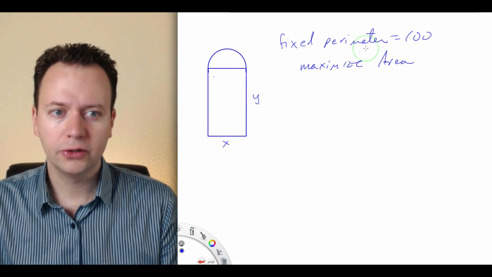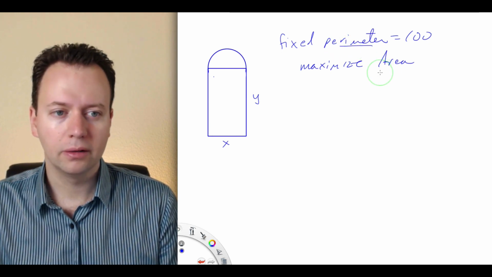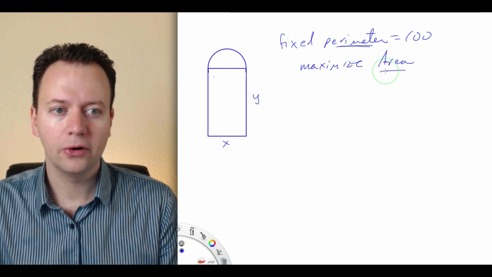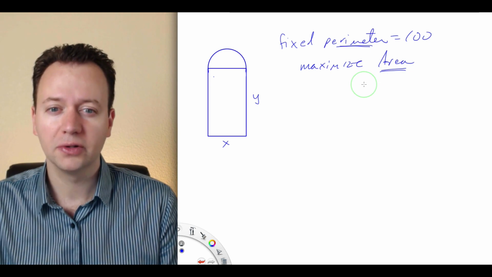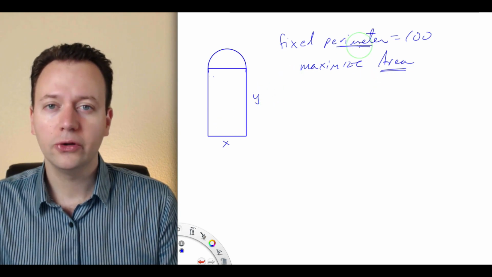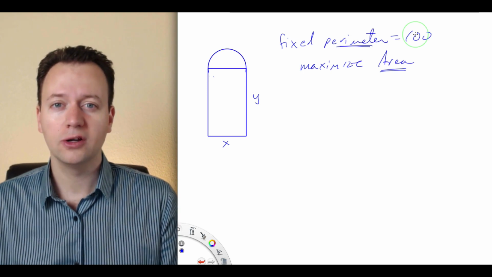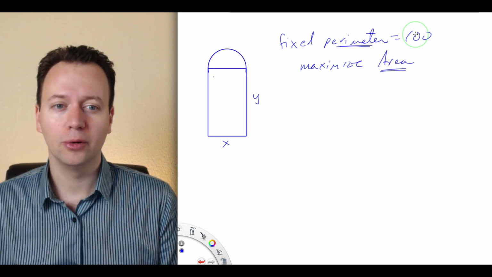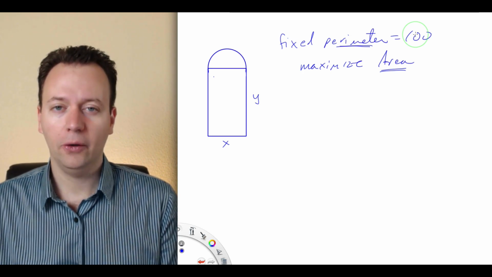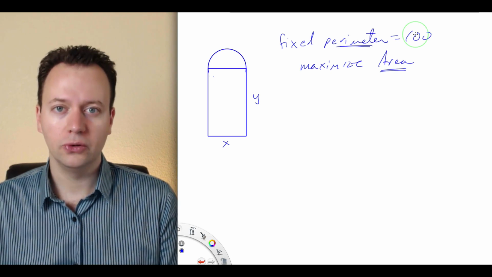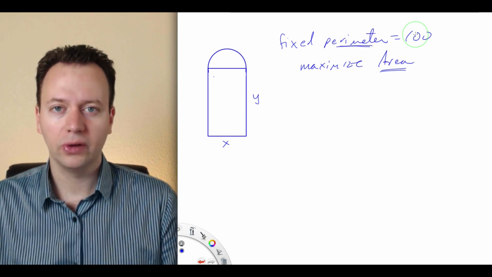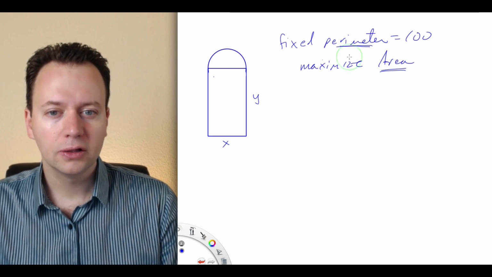Next we want to look at the perimeter and the area and express both of those as a function of x and y. Now we'll use the perimeter as a constraint equation. So we'll use the perimeter equation to eliminate one of the variables, and then we'll use the area equation to actually optimize. So we'll do calculus on the area equation. So let's start with the perimeter.